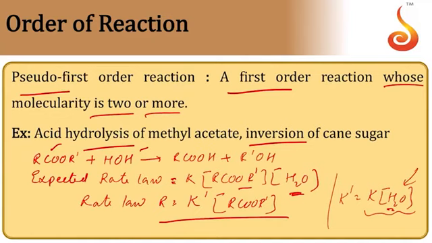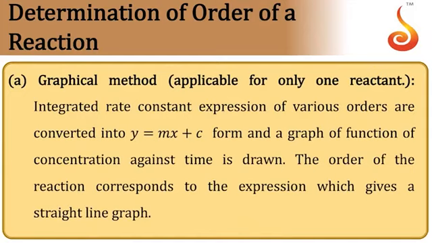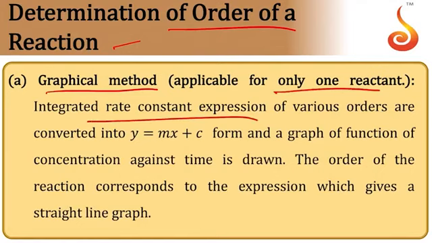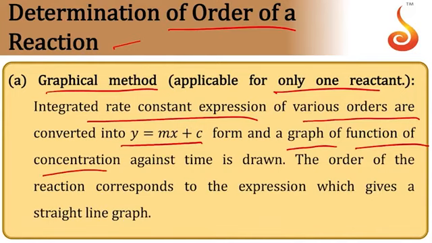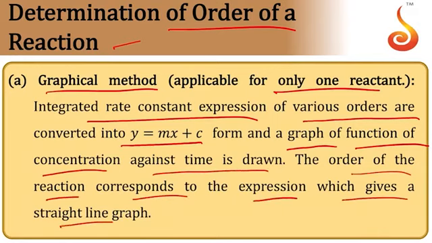Next, how to find out the order of reaction? Various methods we have. First one is a graphical method, applicable only if you have one reactant. The integrated rate equation expressions of the various orders are converted into y is equal to mx plus c form, means straight line form, and a graph of a function of concentration against time is drawn.